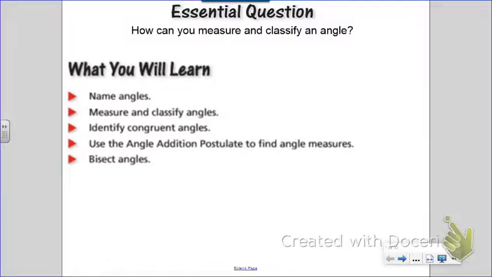In this lesson, we'll learn about naming angles, measuring and classifying angles, identifying congruent angles, and using the angle addition postulate along with bisecting angles.